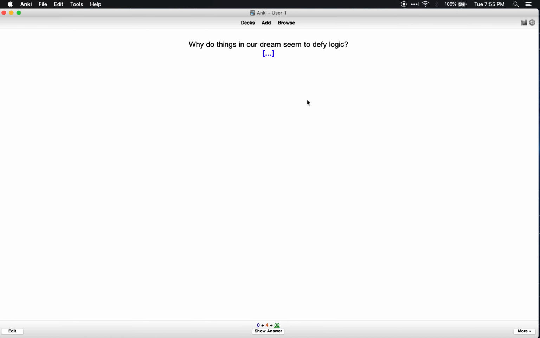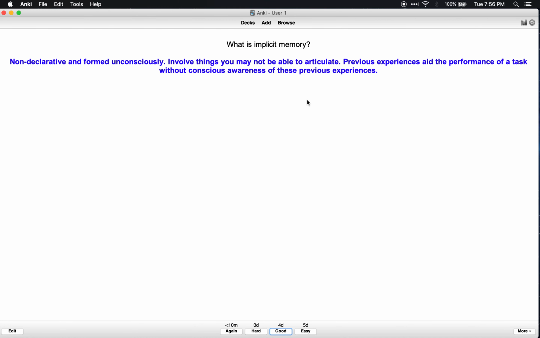It's a bit hard because the prefrontal cortex gets deactivated during REM sleep, and the prefrontal cortex is also responsible for logic. Implicit memory is a part of long-term memory. It's non-declarative, the memories you form unconsciously, like habits, etc.